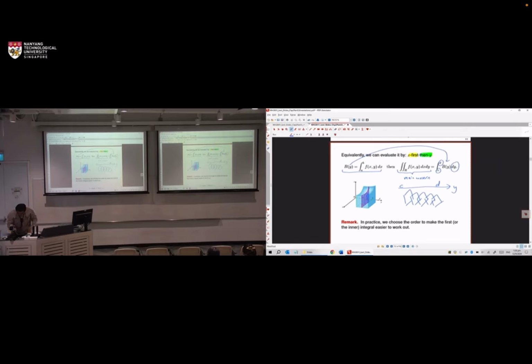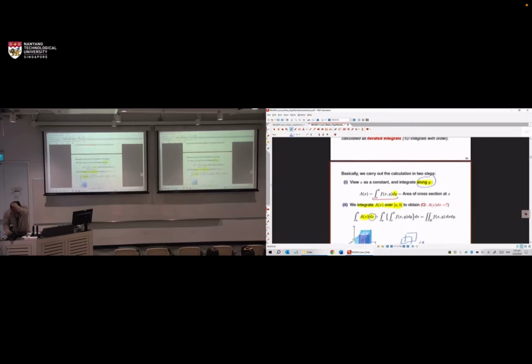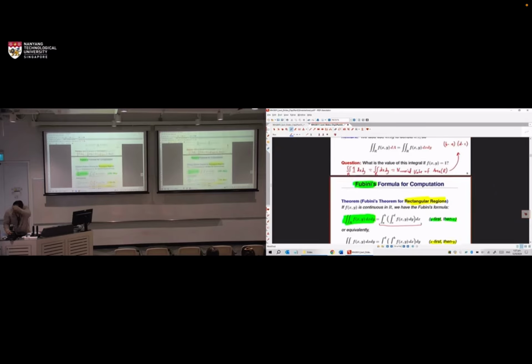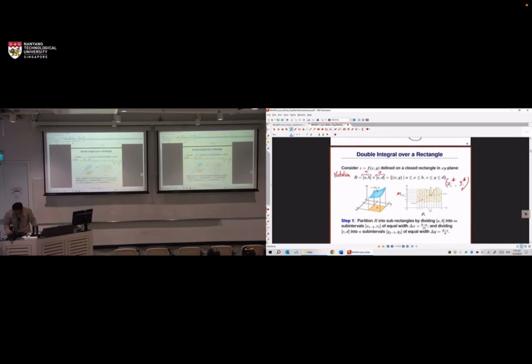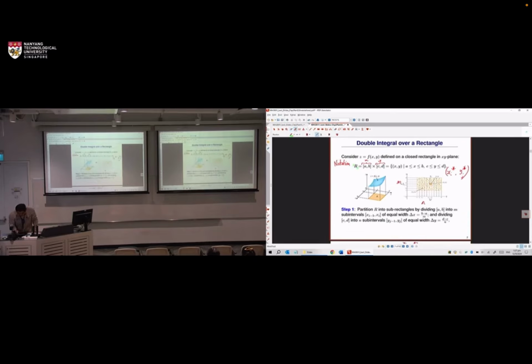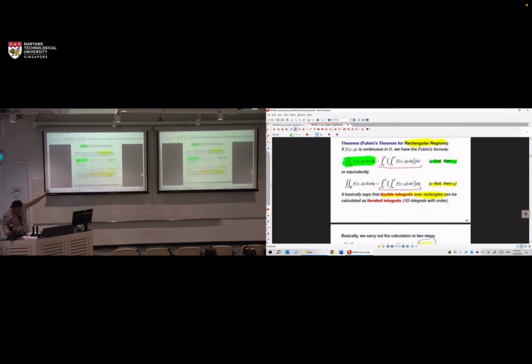Again, I say this because of Fubini: you can choose the order to make the first, or inner, integral easier to compute. So to answer your classmate's question, how do you determine the R? In the question I will mention this one, and then you know it's a rectangular region. Now we look at the real question.